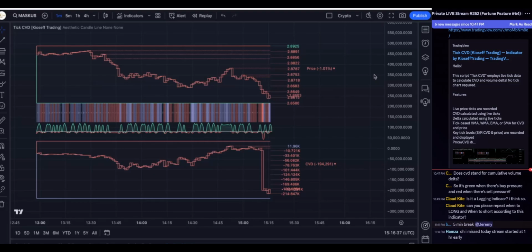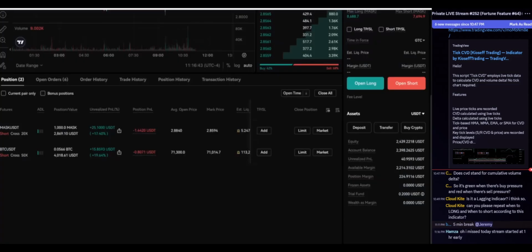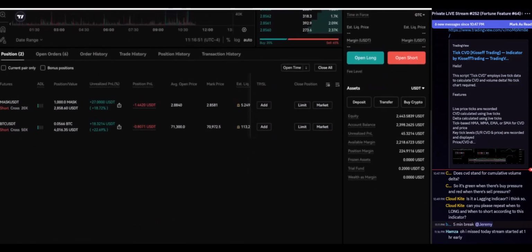Good news to everybody. Look at that drop in CVD. Oh my God, I love that. So we're going to be making more money on Mask, as you can see. That profit should be able to go up. It should be going up because, as you can see, that was a large market sell.